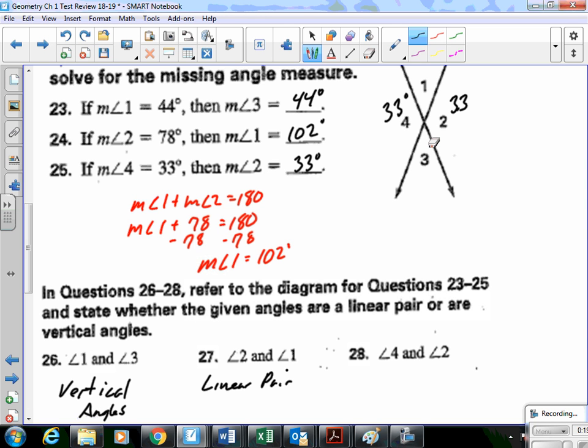28, angle 4 and angle 2. So those are straight across from each other. Each side makes a side of the other angle. So those are a set of vertical angles.